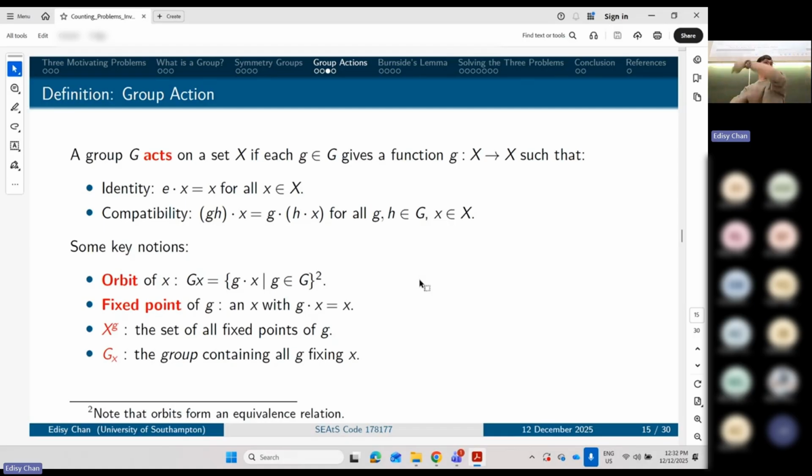So we're thinking about it in another way. X^G is where we fix the G and consider all the X such that G fixes the X. And G_X is where we fix the X and consider all the G fixing the X. Now, this is not just a set, it's actually a group. I'm not going to prove it to you, but it's not only a set, it is itself a group.